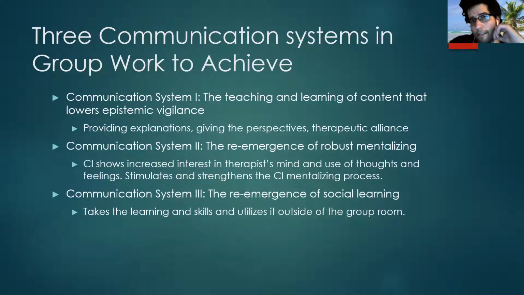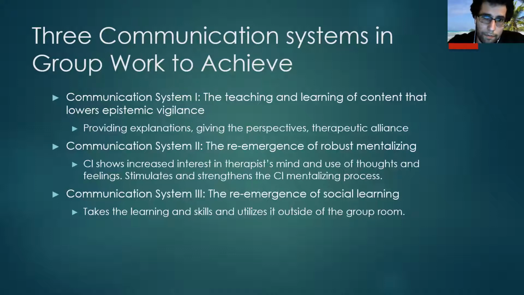The three communication systems in mentalization-based group therapy that are worked to be achieved are a stepwise progress that we're all working towards in this. The system one is basically the therapeutic alliance. You're teaching the group and you're helping them learn content to help lower their epistemic vigilance. So explaining the benefit of mentalization, giving perspectives and recognizing the benefit of perspective taking, and focusing on the implicit and explicit parts of ourselves and parts of others so that we can not get bogged down with certainty.